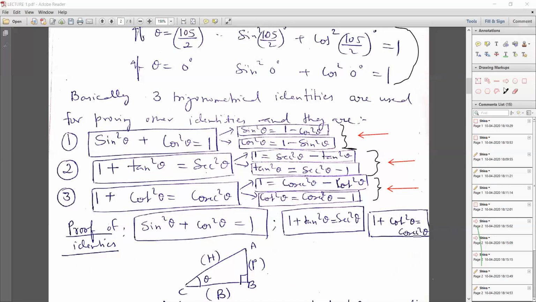Now from the third identity you can make 2 more results. That is 1 is equal to cosec square theta minus cot square theta, and cot square theta is equal to cosec square theta minus 1. And among these results, 1 is equal to sec square theta minus tan square theta, and 1 is equal to cosec square theta minus cot square theta are quite often used. Are you able to understand?